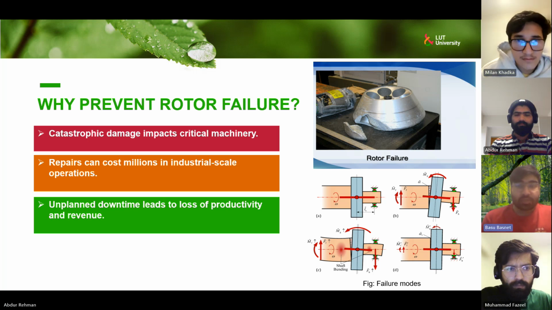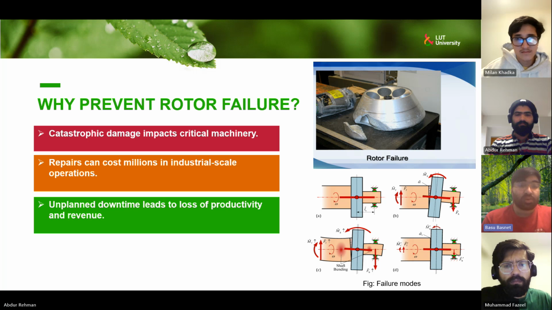In this slide, I am explaining why we need to prevent rotor failure. Preventing rotor failure is important to keep industrial operations running smoothly. When a rotor fails, it can cause serious damage to machinery, leading to expensive repairs that may cost millions. It also results in unplanned downtime, which disrupts work and reduces income. Taking steps to prevent failure helps save money, avoid delays, and keep everything working efficiently. Can you go to another slide, please?